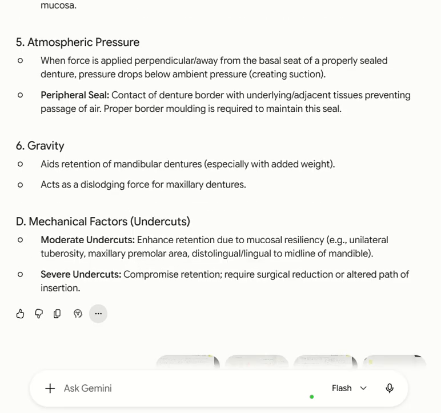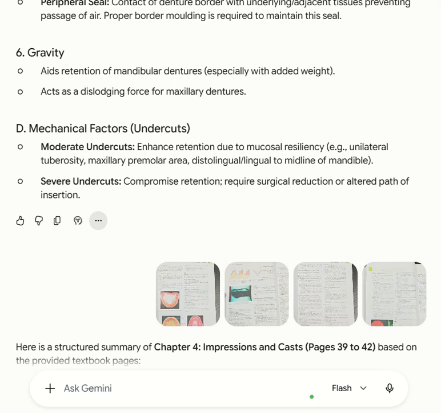D. Mechanical factors: undercuts. Moderate undercuts enhance retention due to mucosal resiliency, e.g., unilateral tuberosity, maxillary premolar area, distolingual, lingual to midline of mandible. Severe undercuts compromise retention, requiring surgical reduction or altered path of insertion.